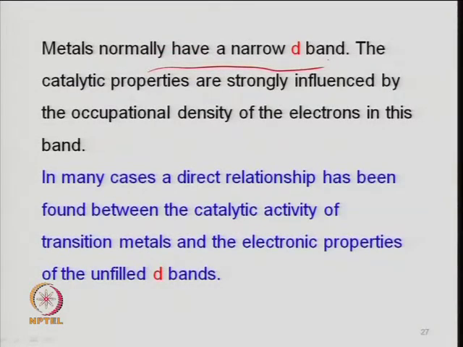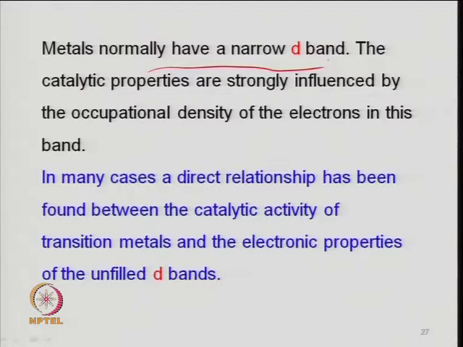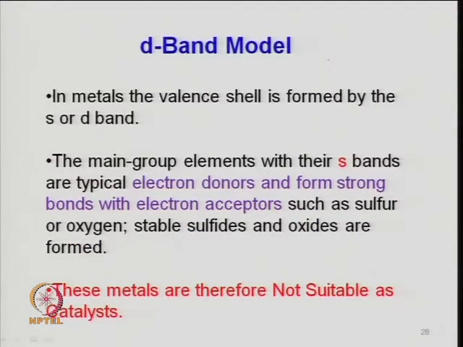The s and p bands, as I said, have sufficient electrons available and are always filled. But the d band is the one where the number of unpaired electrons gives the kind of catalytic activity. In many cases, a direct relationship has been found between the catalytic activity of transition metals and the electronic properties of the unfilled d band. So, your d band model is very important when you look at why copper, why nickel, why cobalt, why rhodium, why ruthenium.